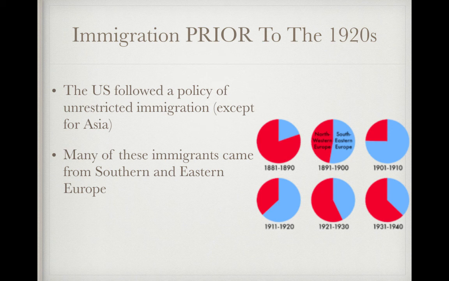This is what we call that old immigration that we studied earlier this year. Many of these immigrants came from Southern and Eastern Europe, so places like Italy and Poland. This is referred to as new immigration. So prior to the 1920s, we're talking old immigration with very limited restrictions. After the 1920s, we have new immigration, and we're going to start seeing more restrictions put on this policy. So in the 1920s, immigration is going to drastically come to a halt.